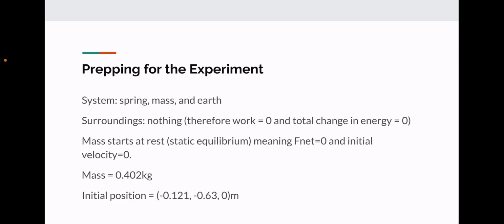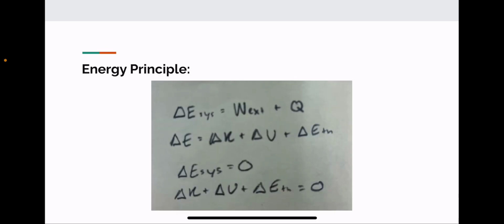The mass of the object is 0.402 kilograms, which was said in the pre-lecture video. The object's initial position is negative 0.121, negative 0.3630 meters, and this was found using tracker. Like I previously said, the external work on the system is 0. Q, which represents the heat entering or leaving the system, is also 0 because it can be considered negligible for this scenario. This means that the sum of the changes in energy can be set to 0. This should be reflected in our graph later.